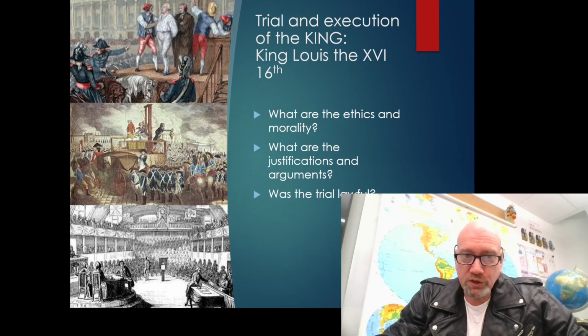The trial and execution of the king. King Louis XVI is put on trial. What are the ethics and morality about this trial? What are the justifications and the arguments? Is the trial lawful? What's your opinion about the trial?